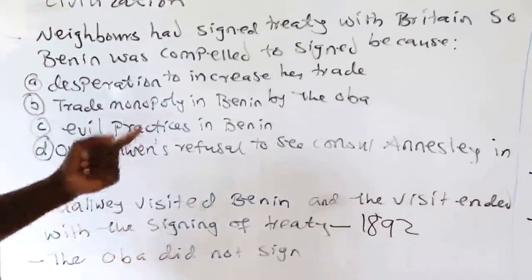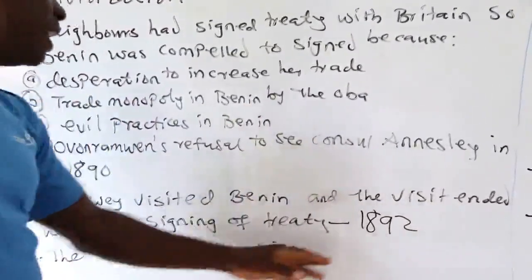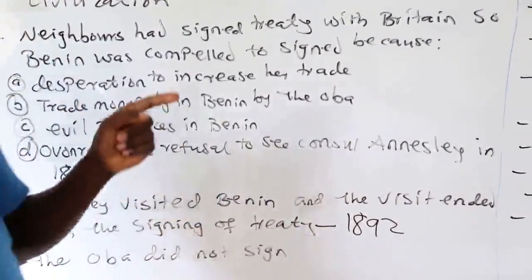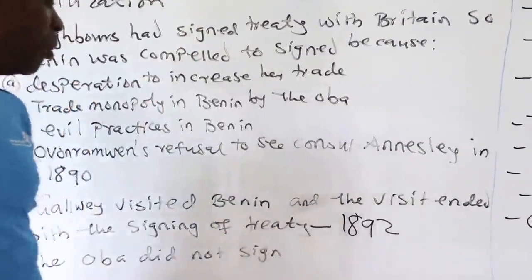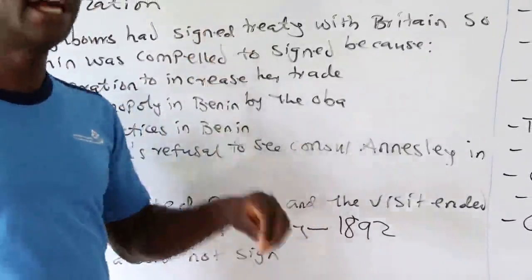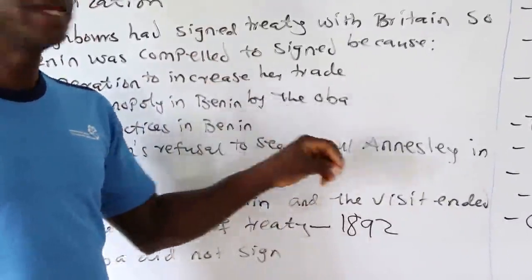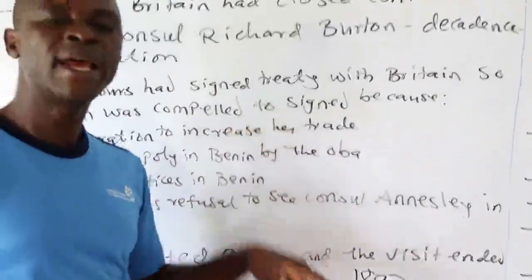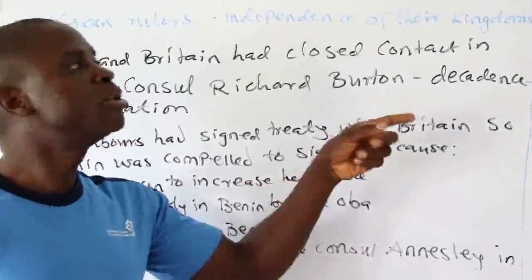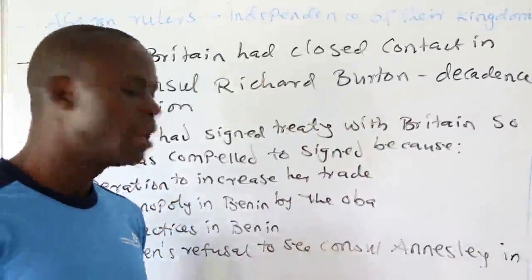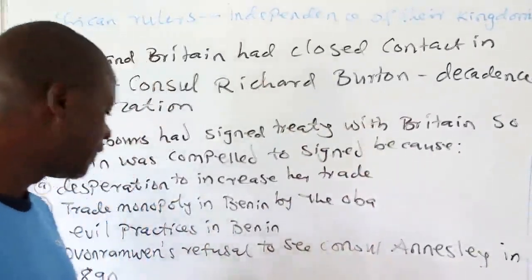Now, there was another consul that visited Benin in the year 1892, and we call him Galloway. His main reason for visiting Benin was to compel the Oba to sign a Treaty of Protection with Britain. They would also compel the king to open up the markets, to declare the markets free for all traders. That was the essence of his visit.